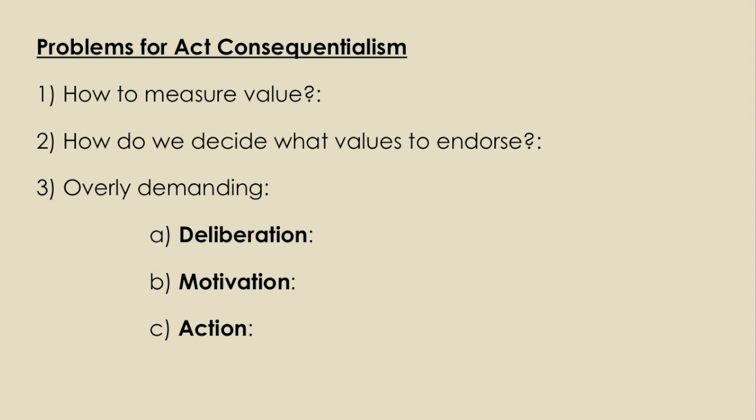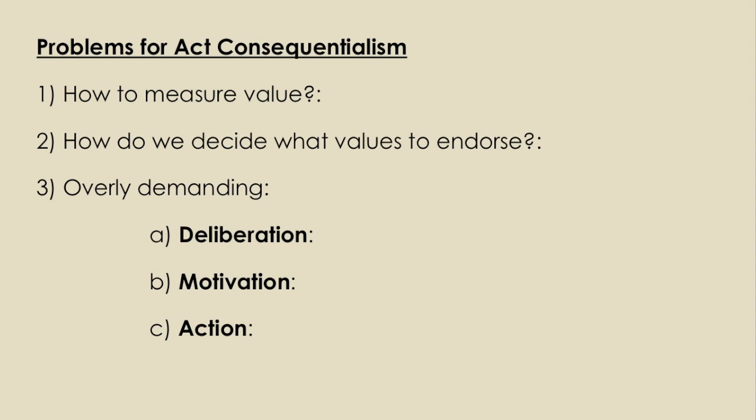And it's overly demanding in three spheres. The first one is deliberation. If act utilitarianism is right, or if any consequentialist theory is right, we need to calculate all of the factors that govern the particular situation that we're in in order to determine whether an action is optimific or not. But there are simply too many factors to consider when we are deliberating.